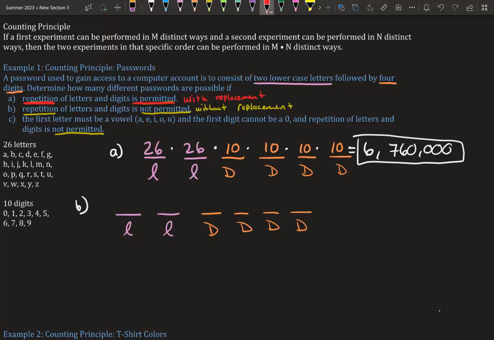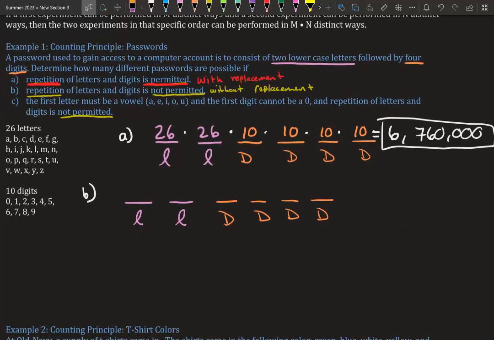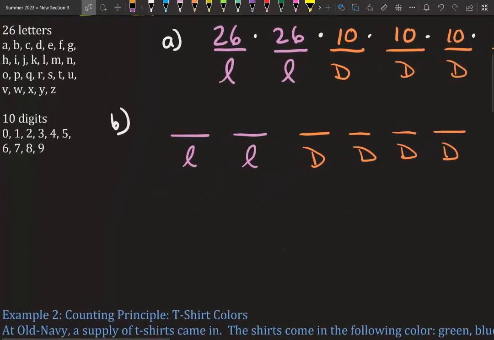So since it says without replacement, which means repetition is not permitted, we have to be careful with what we're allowed to pick. First things first, we haven't picked any password yet for part B. No passwords have been selected. No letters for the password.